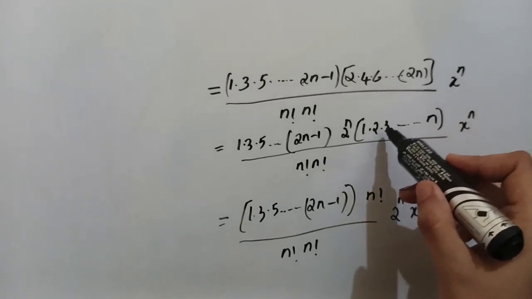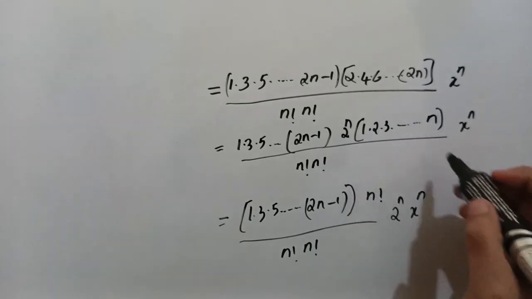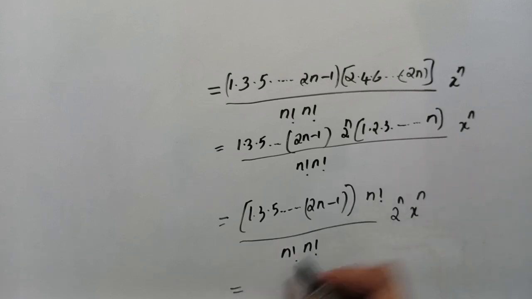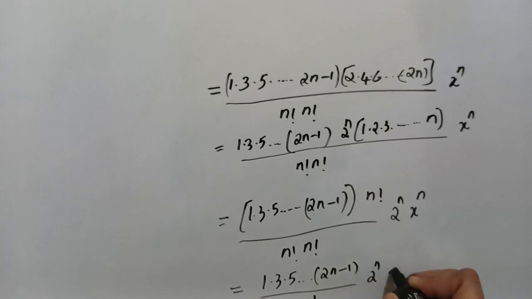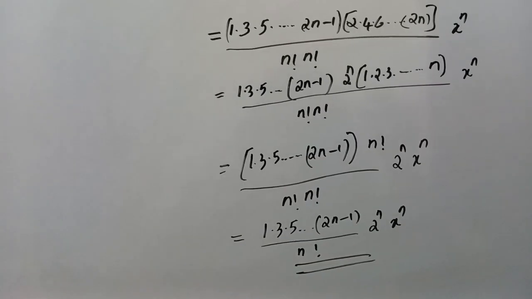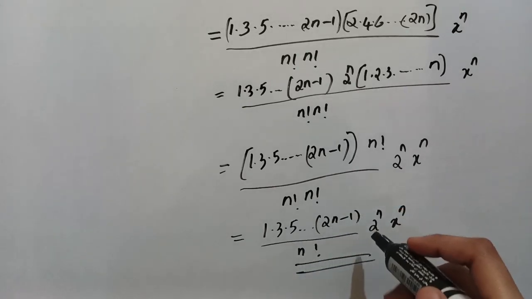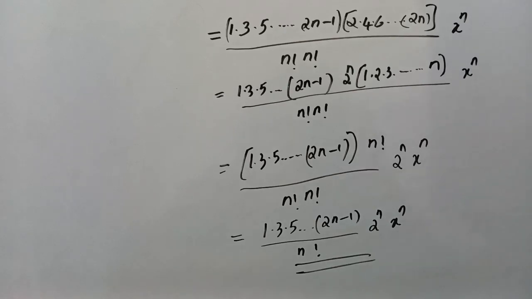That we write 1 into 2 into etc. into n as n factorial, then 2 raised to n right here, then x raised to n. Then we can cut one n factorial, then the expression is 1 into 3 into 5 into etc. into 2n minus 1 divided by n factorial 2 raised to n x raised to n. This is the required form. The question is that we have to prove the middle term as 1 into 3 into 5 into etc. into 2n minus 1 by n factorial into 2 raised to n x raised to n, which we got here. This is the required answer.